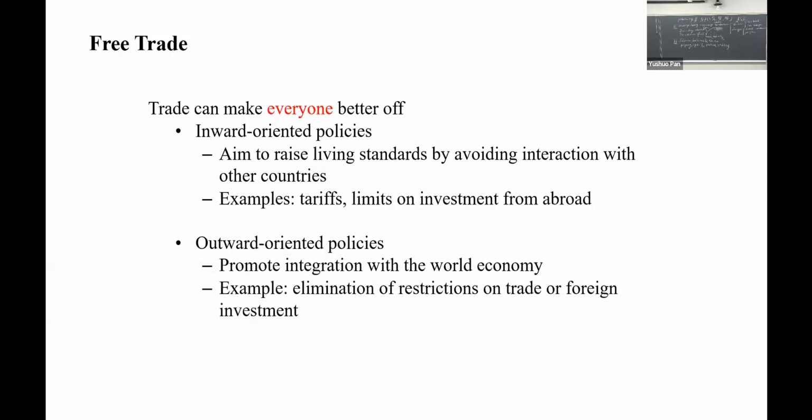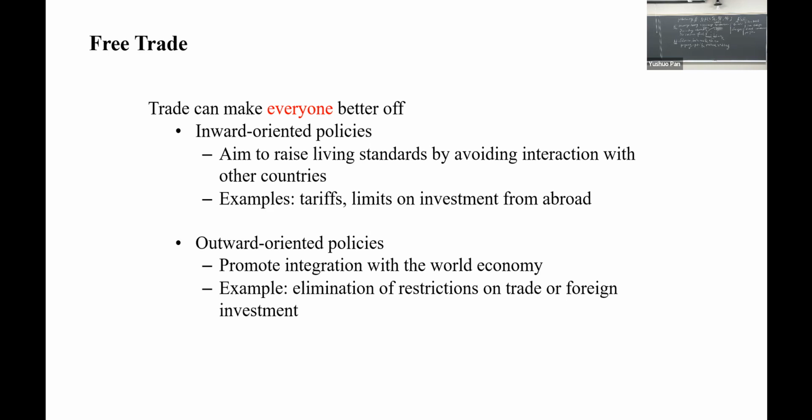So, free trade. Trade can make everyone better off. There are two different policies for trade. The first is inward-oriented policies, aimed to raise living standards by avoiding interaction with other countries. Examples of inward-oriented policies are tariffs and limits on investment from abroad. And another policy is the outward-oriented policies. And of course, the second one is better. The outward-oriented policies promote integration with the world economy. An example of that policy is the elimination of restrictions on trade and foreign investment.